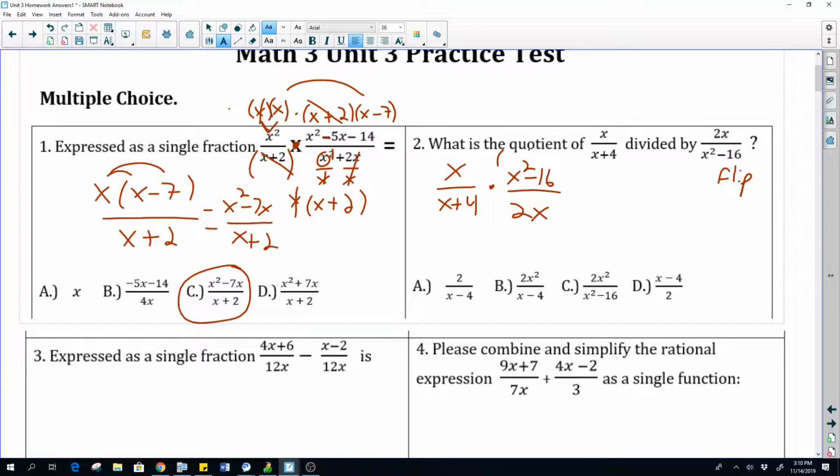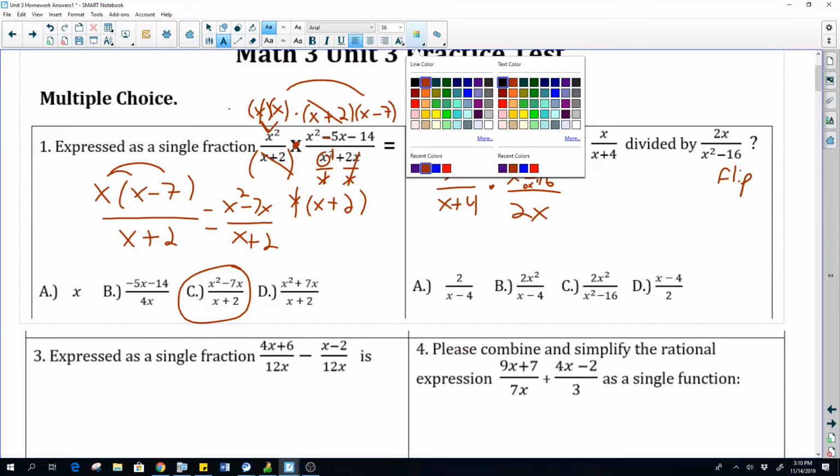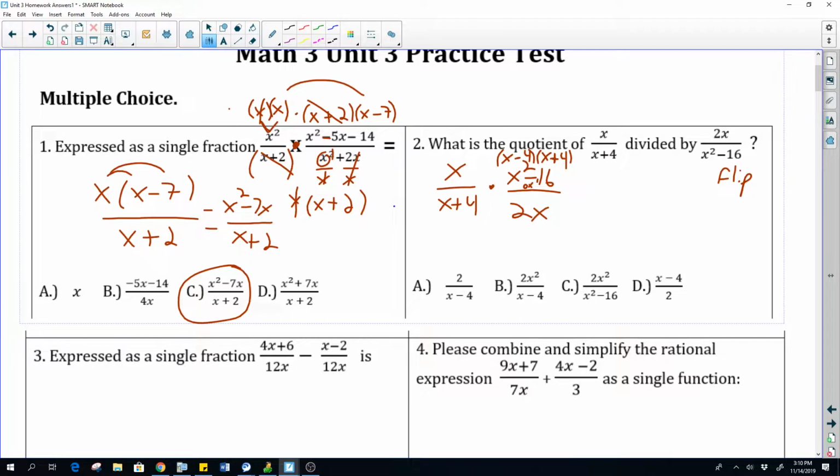Okay, let's see here. We can now factor the top. That factors into 4 and 4. And since there's no middle term, like 0x to the first power, then it's just a minus and a plus. Awesome. So now we can cancel some stuff. Let's use a different color. There we go. We can cancel the x's and the x plus 4's. Brilliant. Leaving us with just x minus 4 over 2. So that's answer D. There we go.